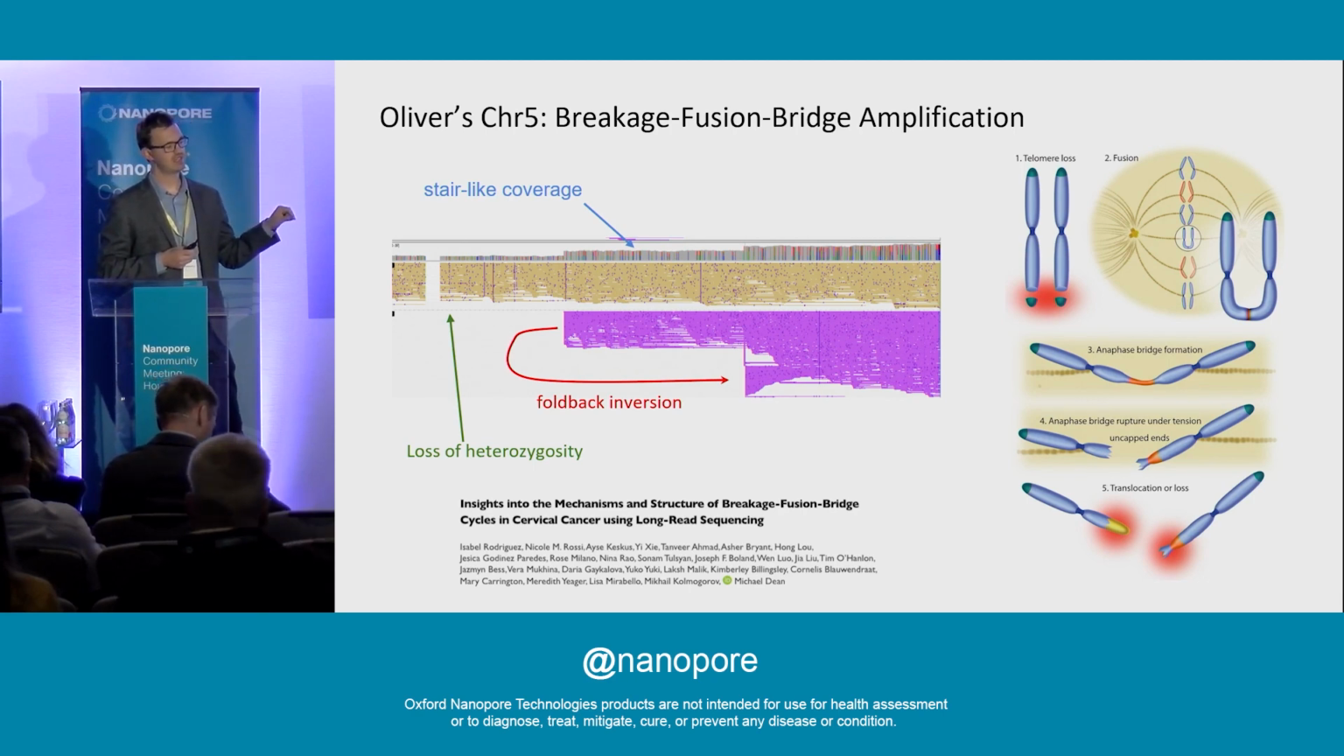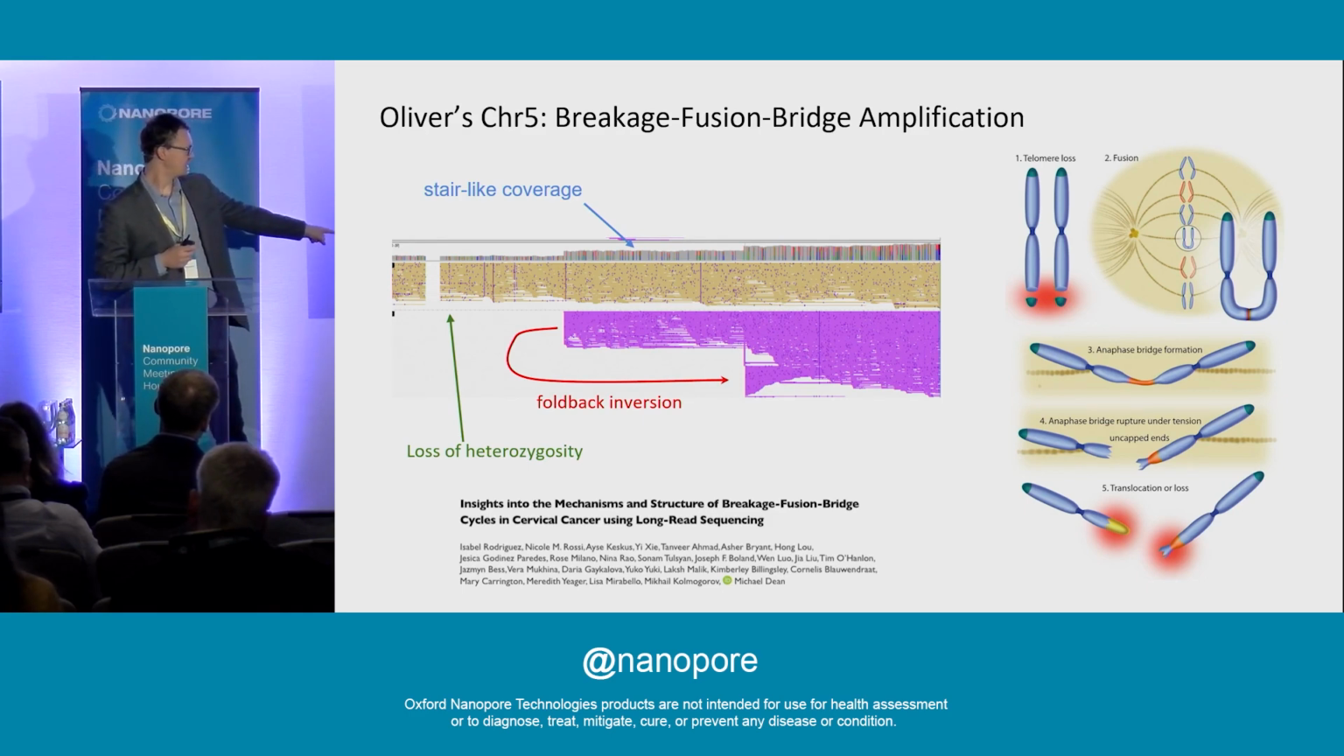We can see the telomeric loss of heterozygosity, which is expected because we know that this event starts from a loss of telomere. And in fact, in a separate study shown here, in collaboration with Michael Dean at NCI, we've been looking at breakage-fusion-bridge amplification in the cervical cancer context, and we found some interesting rearrangements at the breakpoints that otherwise you cannot really see with short reads.